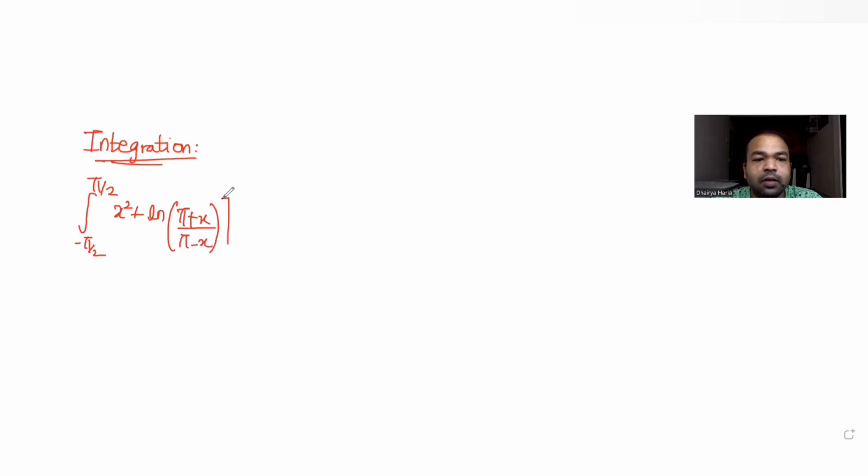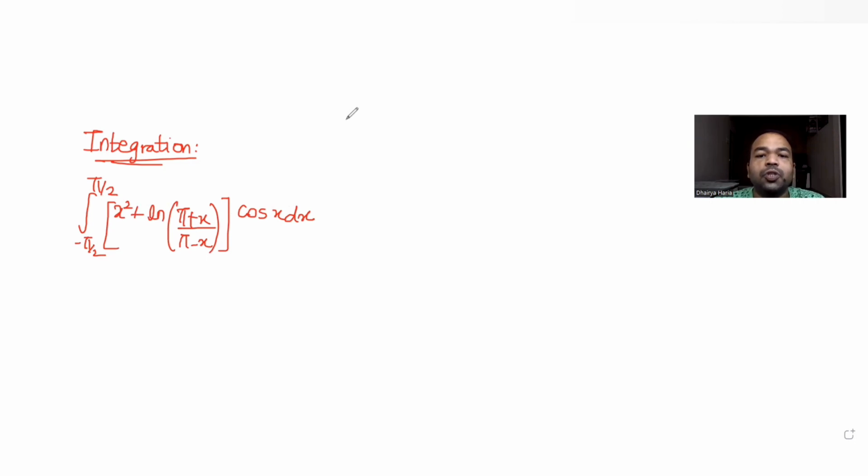So today's question we are taking from the topic of integration, and we are continuing our series of questions on JEE Advanced. Let's see the question. We need to find the value of the integral where the limits go from minus pi by 2 to plus pi by 2, of the expression x square plus log to the base e of (pi plus x) upon (pi minus x), multiplied with cos x dx. We have to find the value of this entire integral.